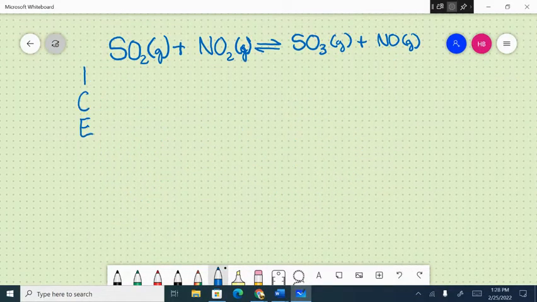So our next problem is going to be a little bit different in that we don't just have reactants when we start this chemical reaction. We also have products. So the problem reads, at a particular temperature, K equals 3.75. So they gave us the K value.